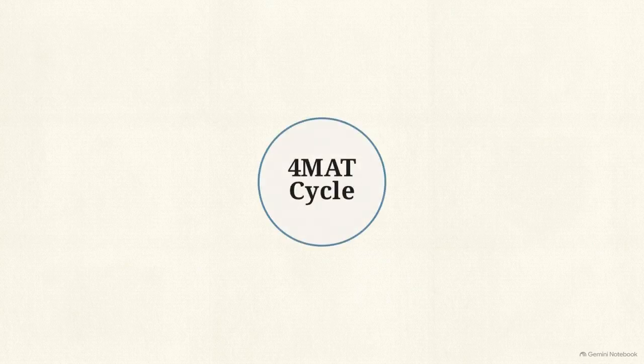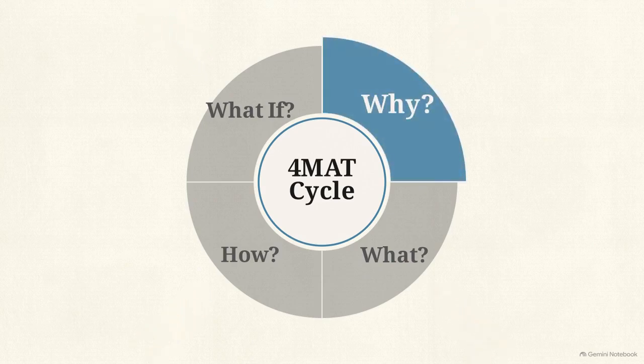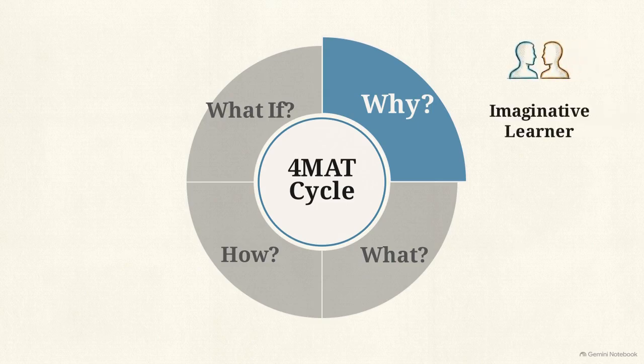To build training that sticks, we use the format cycle. This 4-quadrant wheel represents the questions every learner in a room is silently asking, beginning with the first quadrant highlighted here: why? The why quadrant connects the learner to the failing manager narrative so they understand the stakes of the session.